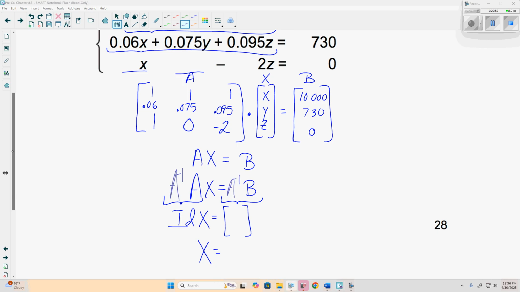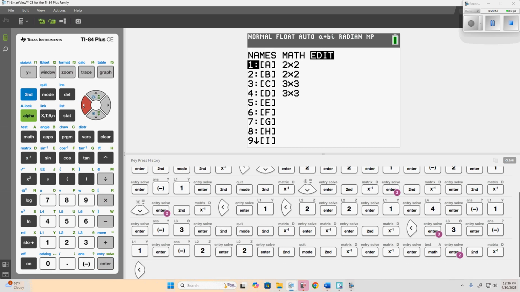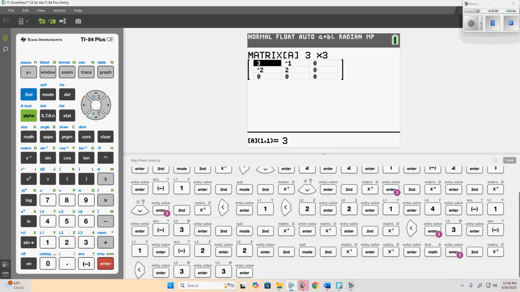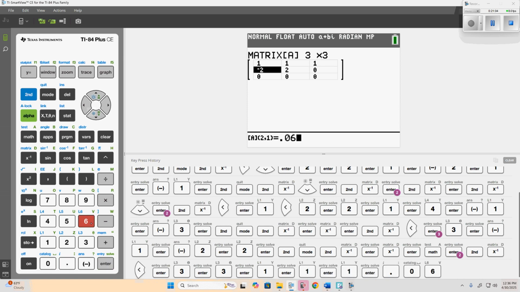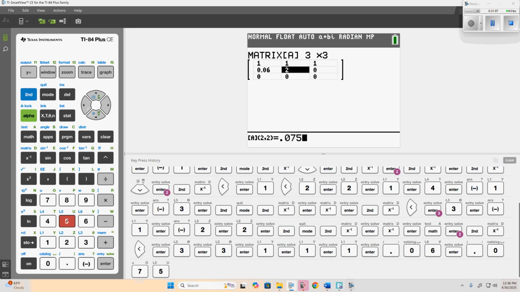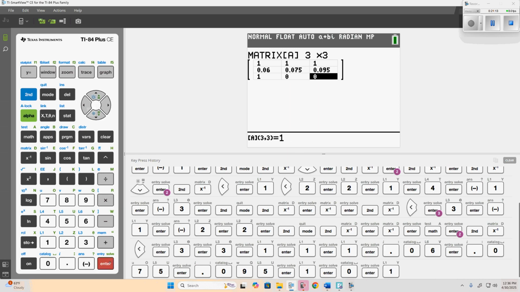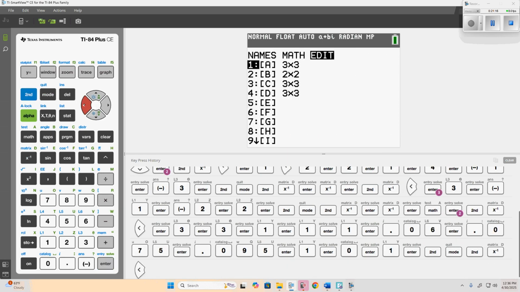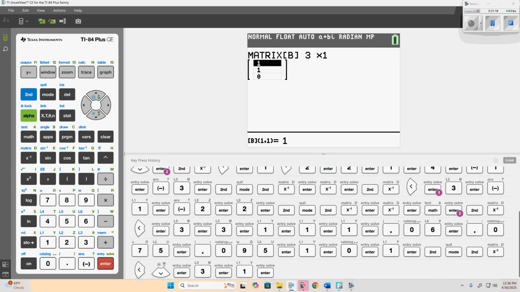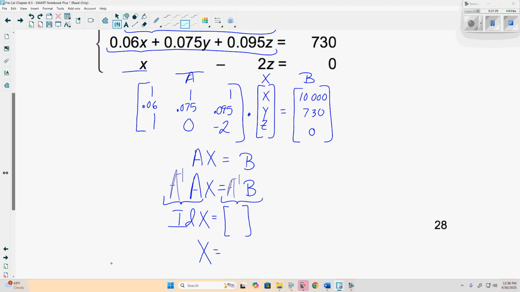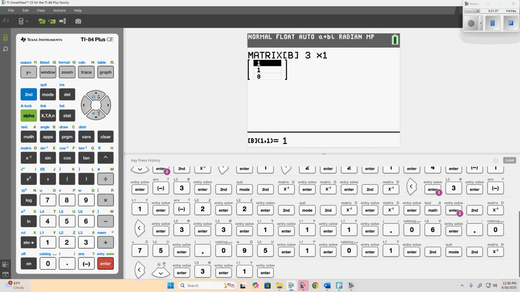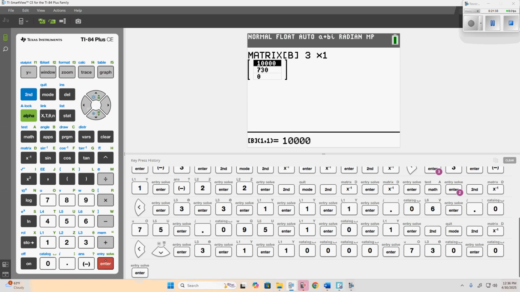Now we can do this by hand, or we can let the calculator help us out. So we have a 3 by 3 for our first matrix: 1, 1, 1, 0.06, 0.075, 0.095, and then 1, 0, -2. And that's our first matrix. Now we also have the matrix that this is equal to, which for us is 10,730, 0.